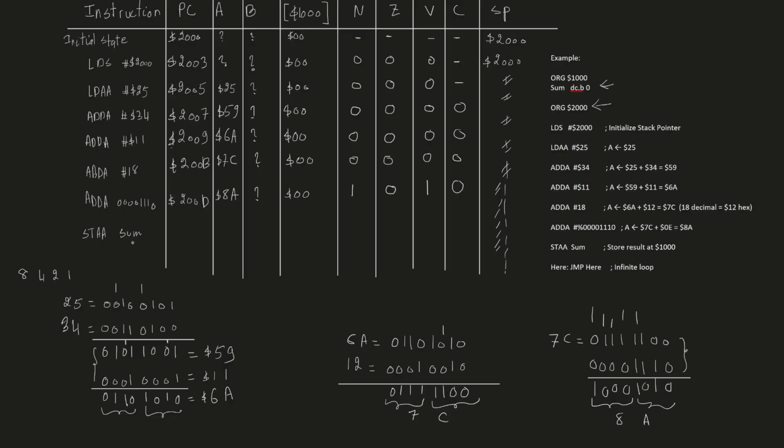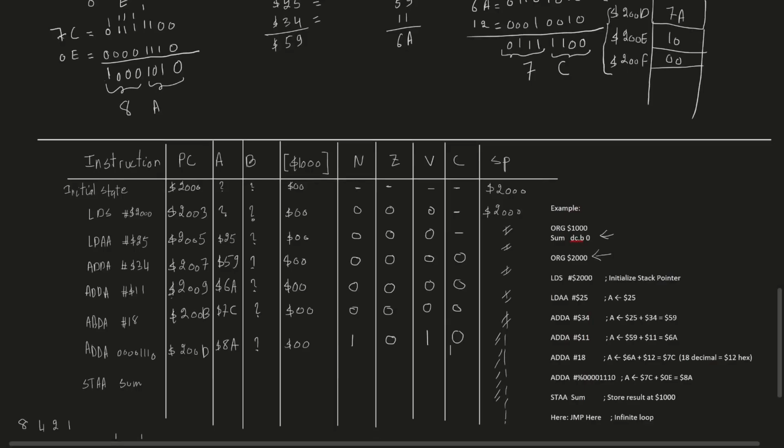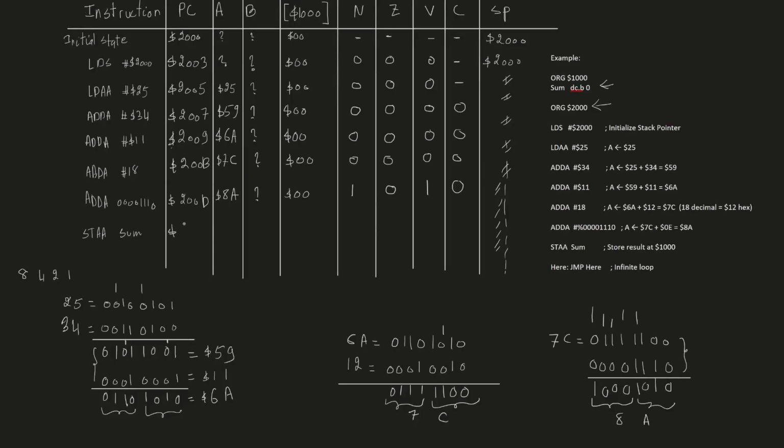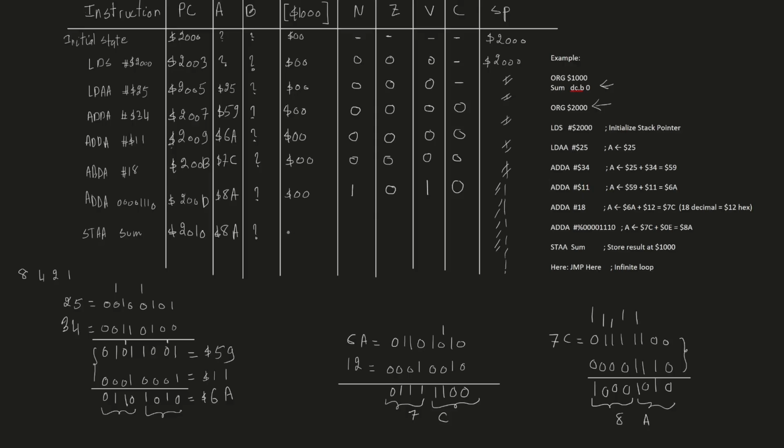So next, to store the result in sum. So let's see the program counter. So after this instruction, so after 2000F, if we increment it by 1, the next memory address will be 2010. So the program counter will be pointing to 2010, and then we're storing, we're not changing the accumulator A, so this will be 8A, B is unknown. Now the content at 1000 will be 8A. This will get updated after this instruction because we're storing a value in accumulator A at sum. Sum was at memory address 1000.